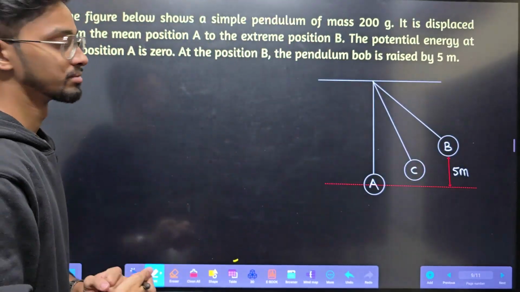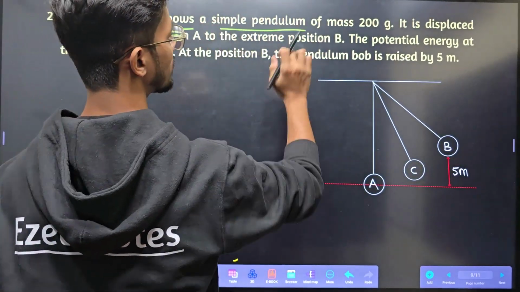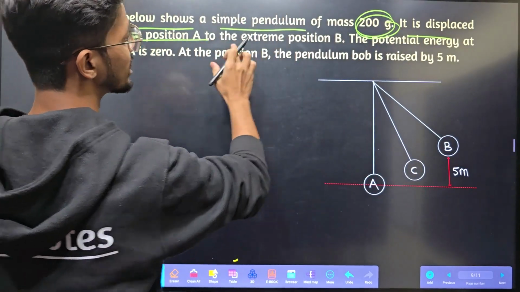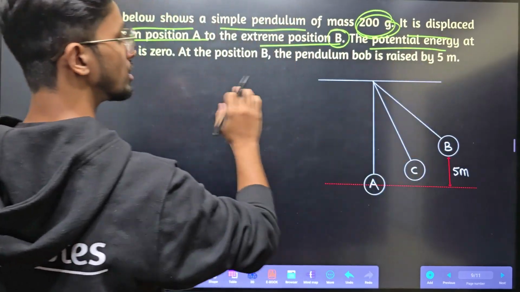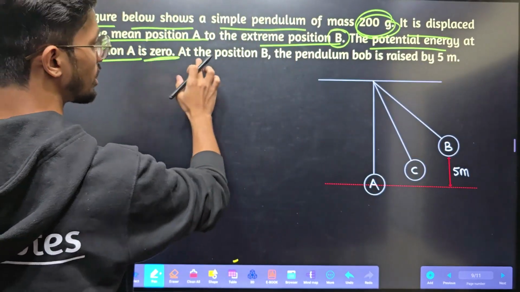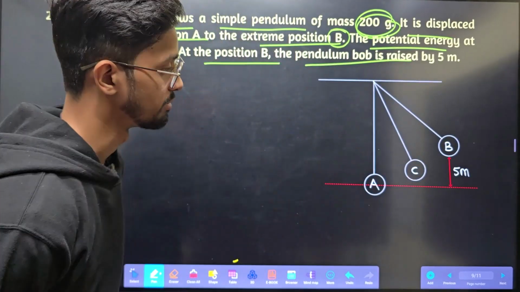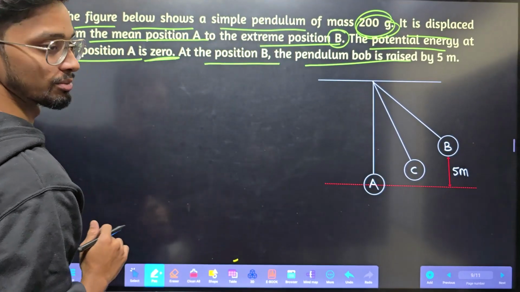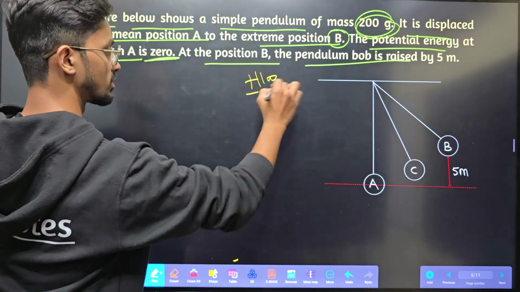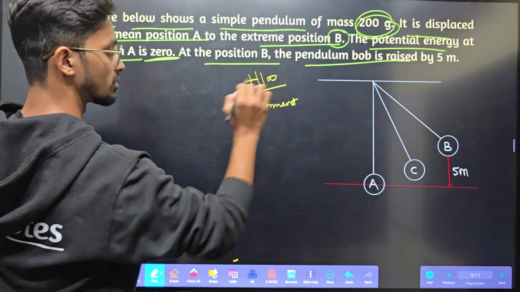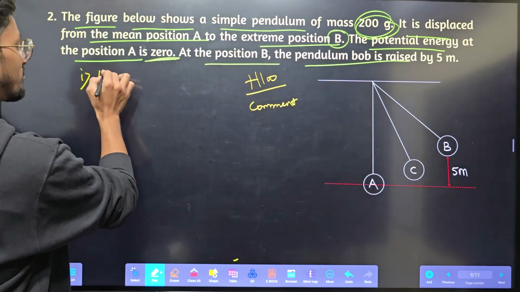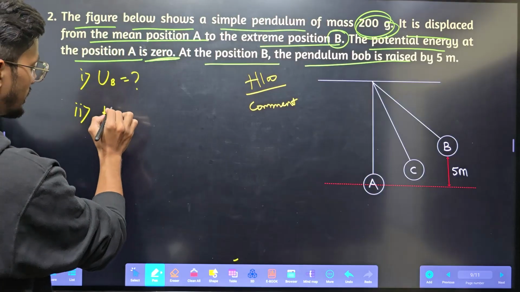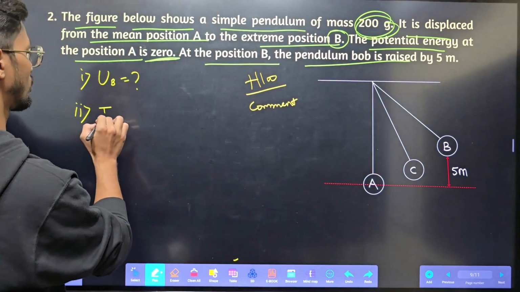Let's go for the next question. The figure below shows a simple pendulum of mass 200 gram. It is displaced from mean position A to the extreme position B. The potential energy at position A is 0. At position B, the pendulum is raised by 5 meters. Where are the questions? I haven't given them. Let me give you some questions. You solve this as homework or comment it. First question: find potential energy at B. Second question: find total energy at C.